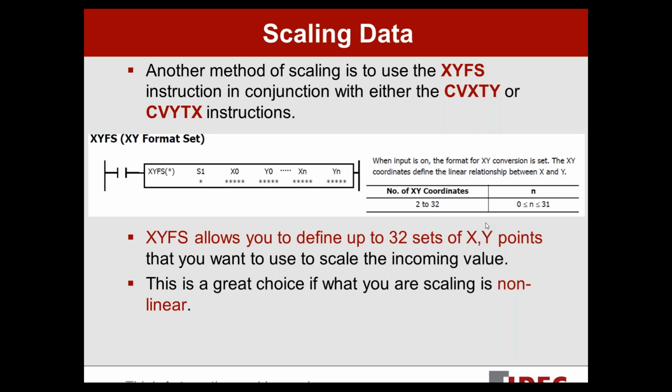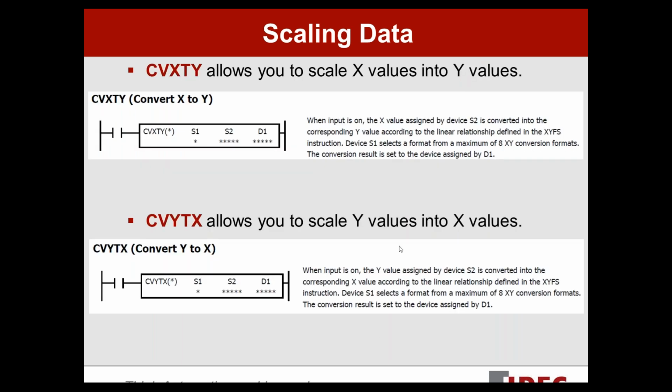Okay, where this is really handy is if you've got something that is nonlinear, right? The scale instruction is great because it gives us a range that we can set. It gives us floating point for precision, but it's only linear. It's between 2 points, 2 sets of points. So if you've got something that's nonlinear, you can use XY format set and a convert X to Y instruction, or convert Y to X. Okay. So those two convert instructions, again, what they do is either convert X values into Y or convert Y values into X, just depending on which way you want to go with the conversion.